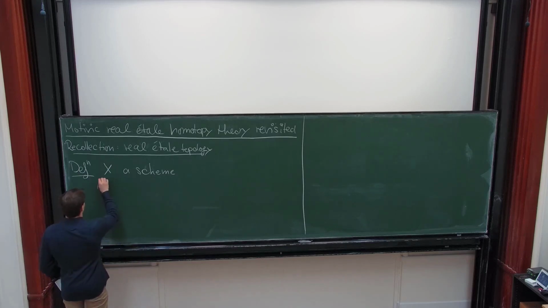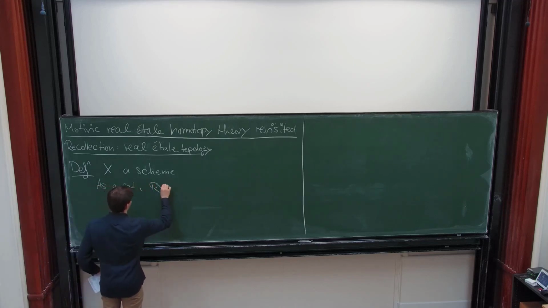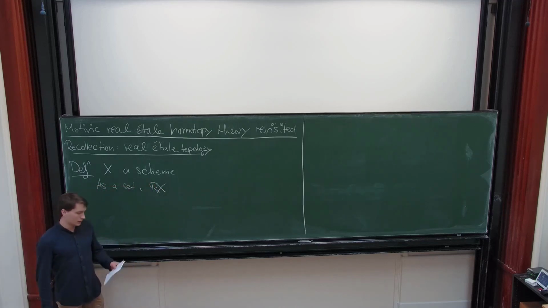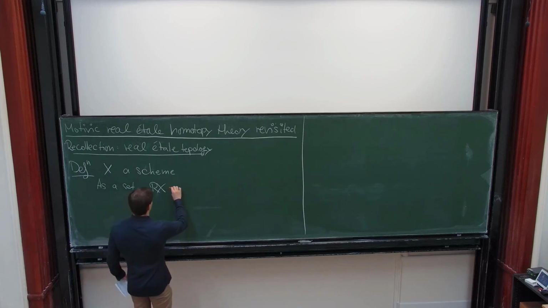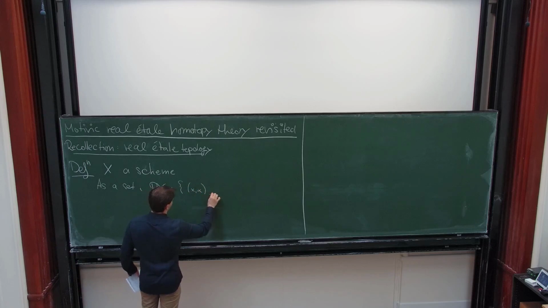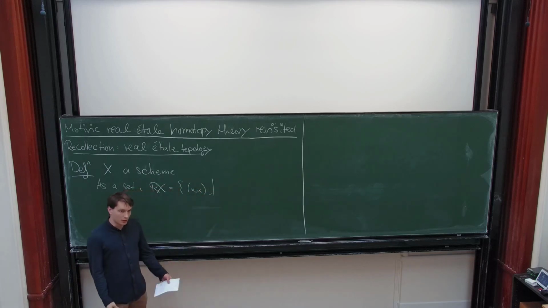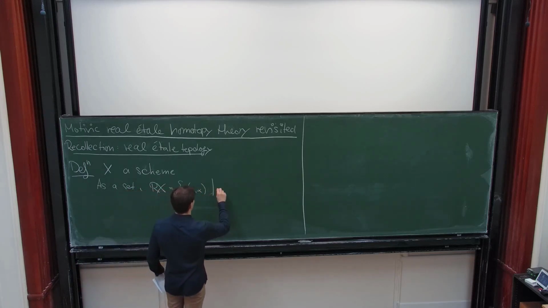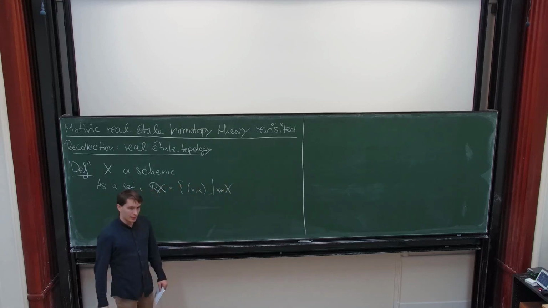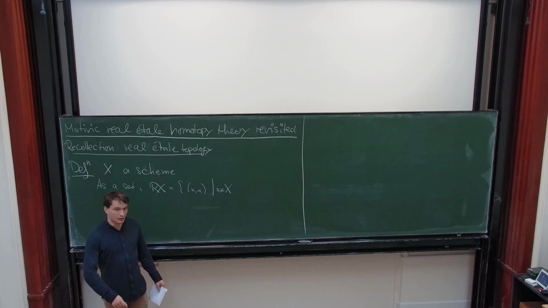Okay, so as a set, this realification, I'm just going to write R X, is the following thing. It's the set of pairs, let's say, (x, alpha), where x is a point in your scheme, in the usual sense. And so alpha is going to be an ordering of the residue field at that point.